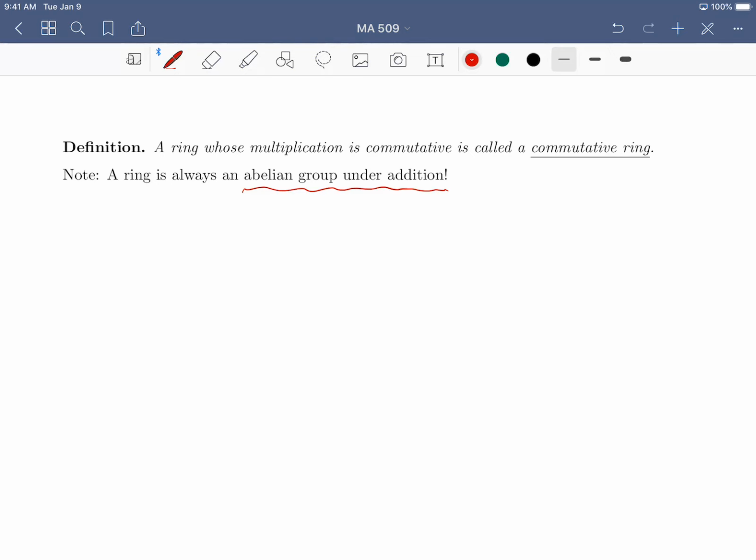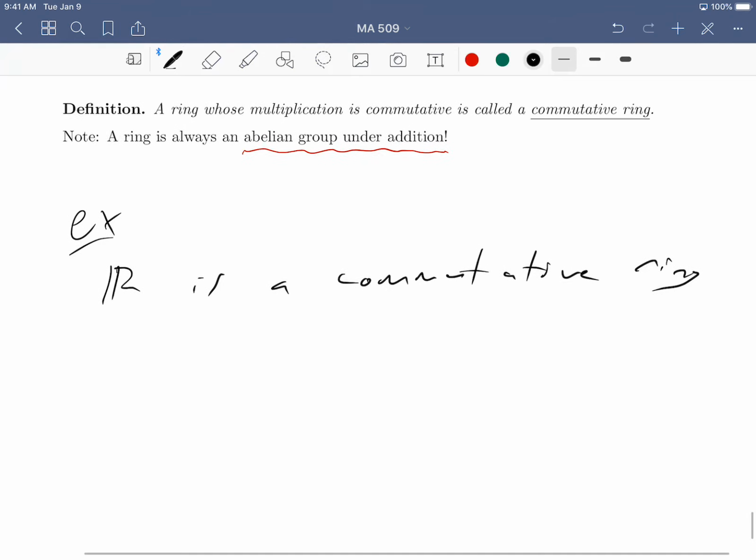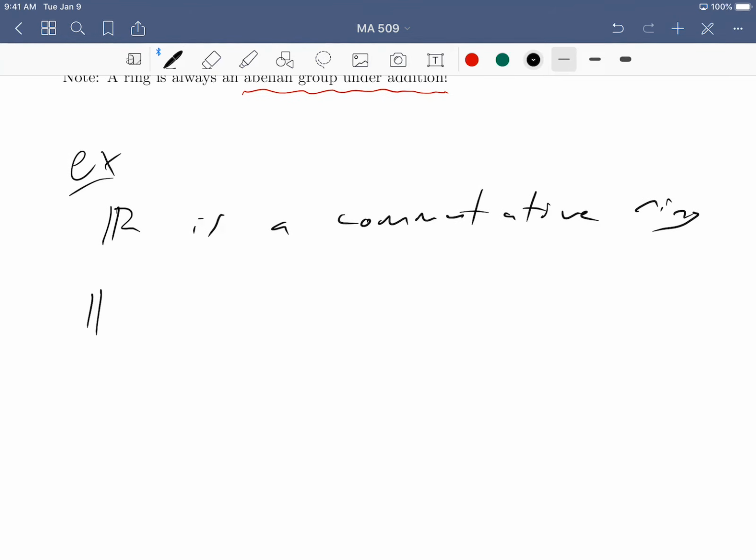But if we have a ring where the multiplication is also commutative, it's called a commutative ring. So as an example, R is a commutative ring because the multiplication is commutative in R, but M_2(R) is not. So this is not a commutative ring.